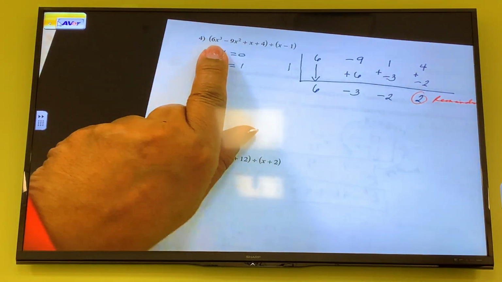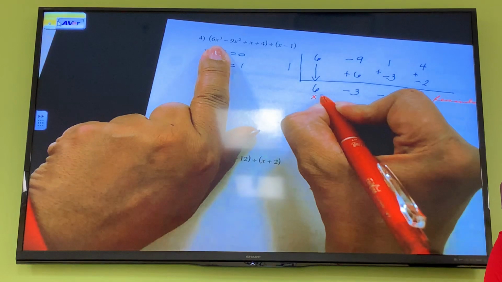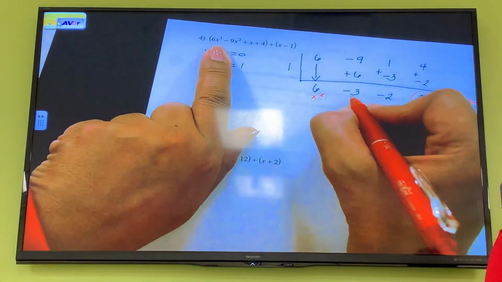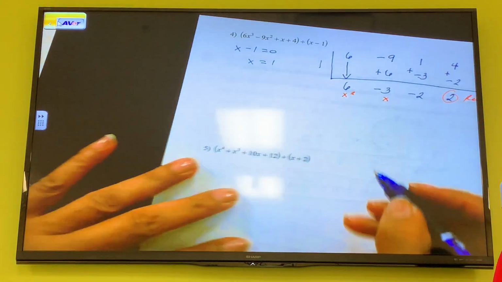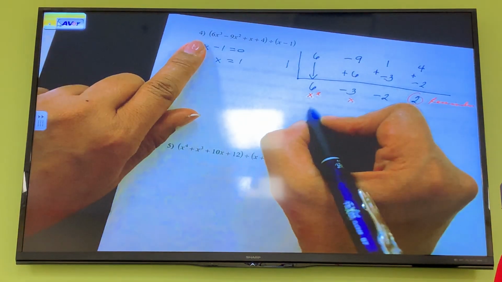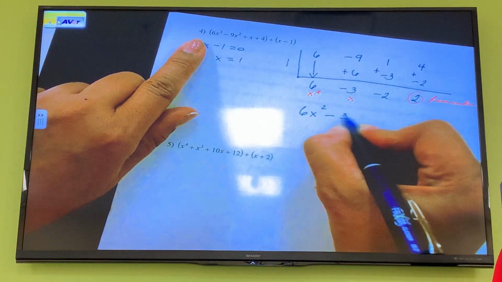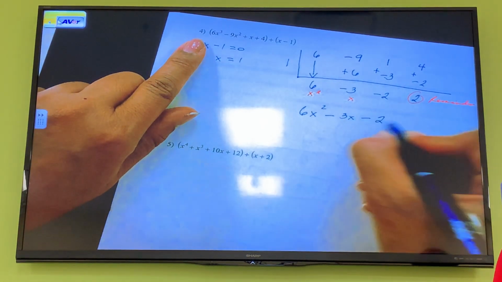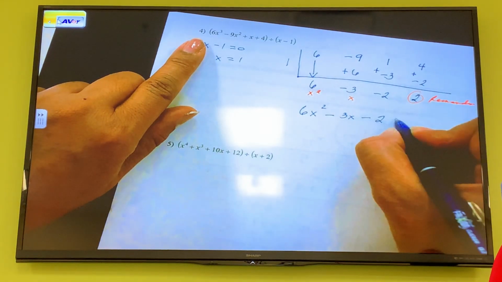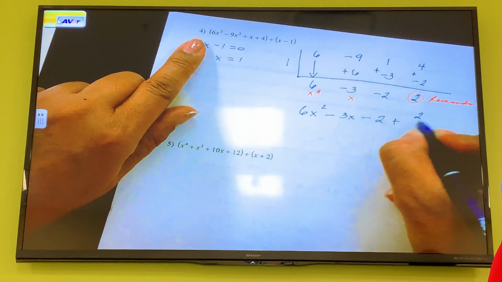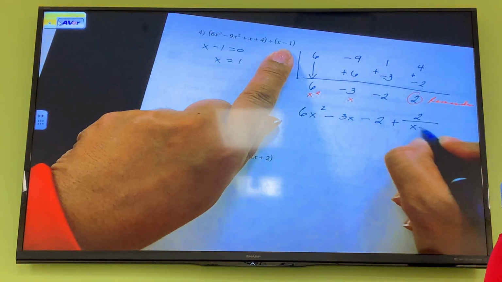So the highest exponent is third power. So that means this will be 1 less, which is squared. This is the one with the x, and that's your constant. So the answer for number 4 then will be 6x squared minus 3x minus 2. And then write your remainder in fraction form. This is positive, so we have to write plus 2 over our original divisor, which is x minus 1. And that will be your answer.